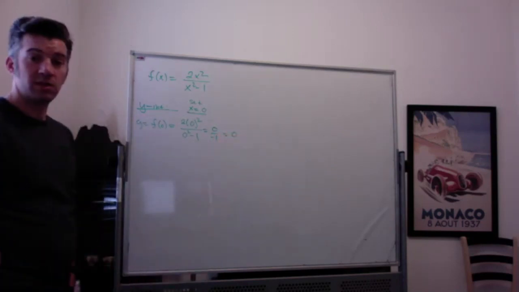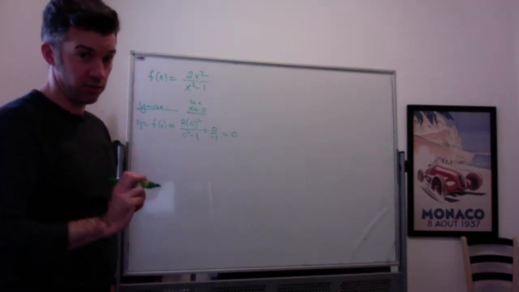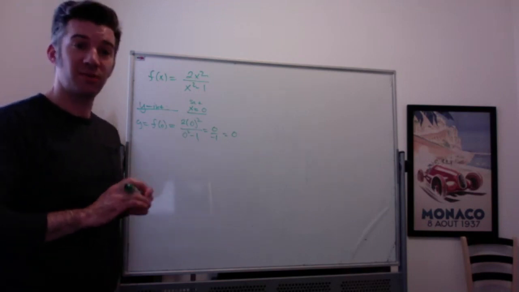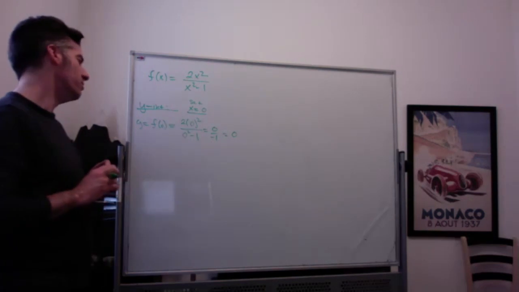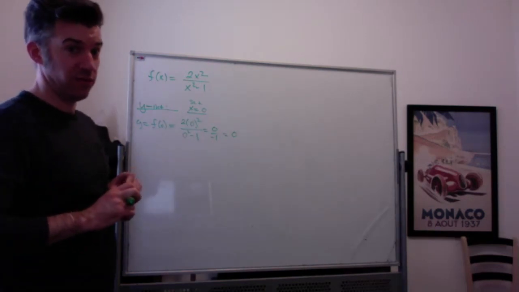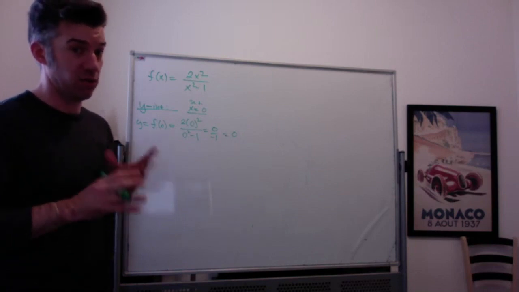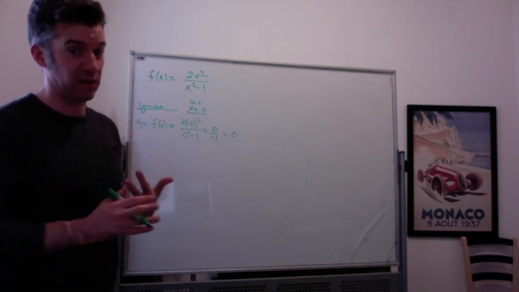0 divided by any non-zero number is 0. 0 divided by 0 is a subject we leave to calculus. 0 divided by 0 is an indeterminate form, which means it can end up being anything. And you'll definitely see a lot of 0 over 0 when you start talking about limits when you take calculus.